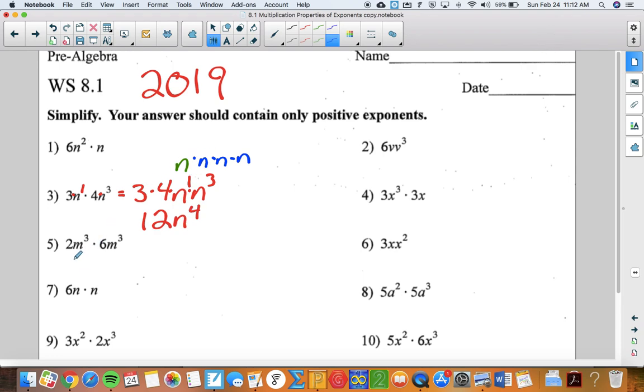Let's try number 5. If I rearrange things, which this might be the last time I rearrange things, I'm just taking those 4 factors, 2 numbers and 2 variables, and rewriting them with the numbers side by side and the variables side by side. So when I look at this, 2 times 6 can be simplified as 12, and m to the third times m to the third, we add the exponents together. There are 6 m's being multiplied together, which means m to the 6th power.